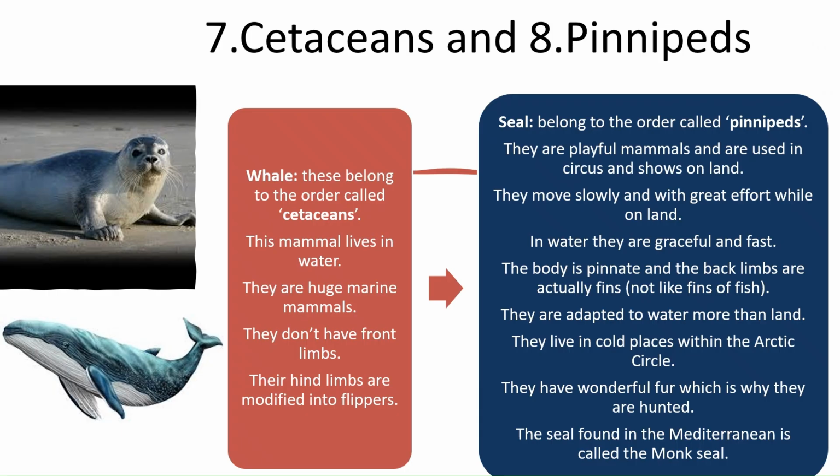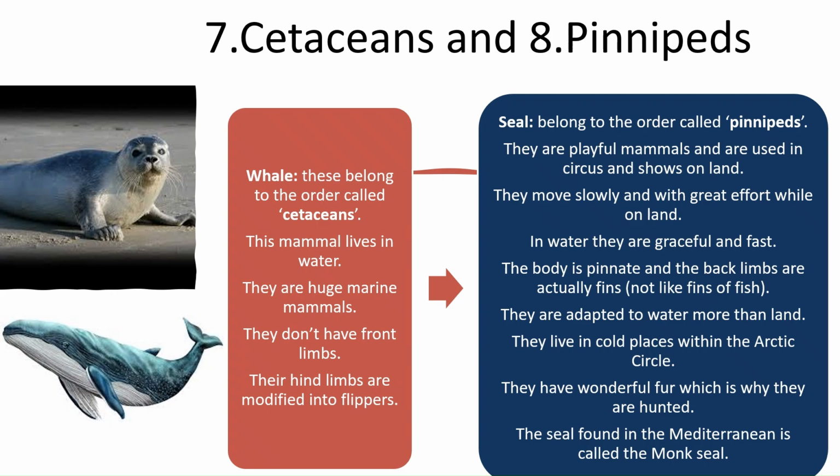Cetaceans and pinnipeds. Whale belongs to the order called cetaceans. This mammal lives in water. They are huge marine mammals. They don't have front limbs. The hind limbs are modified into flippers.